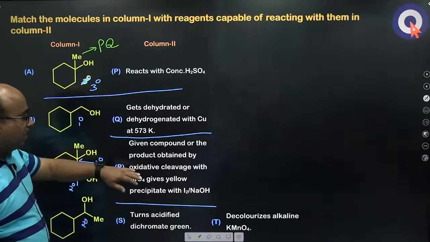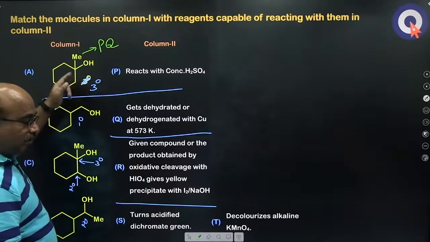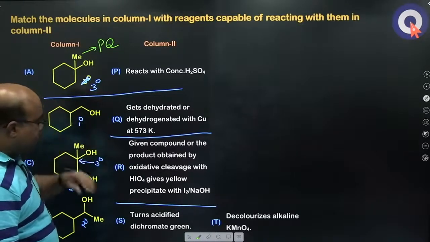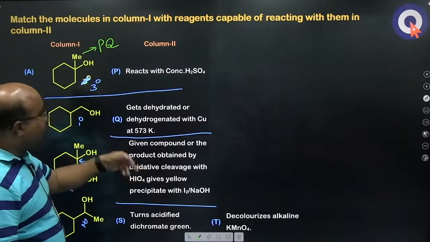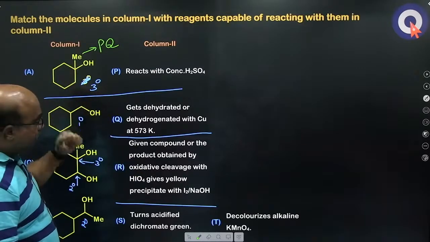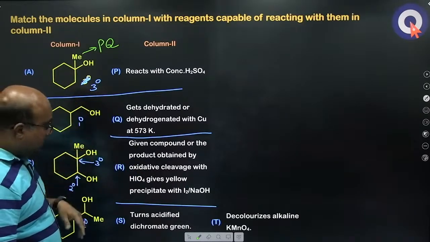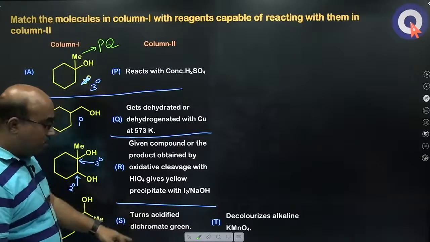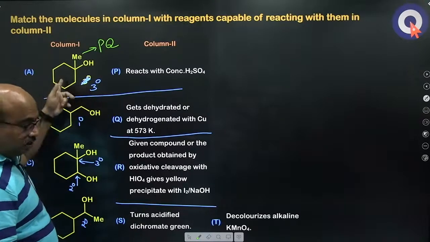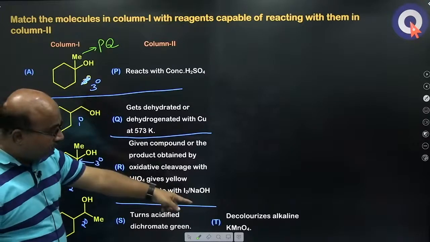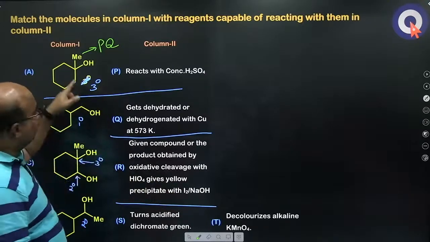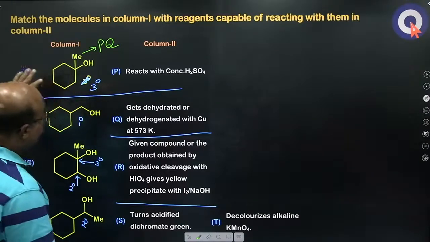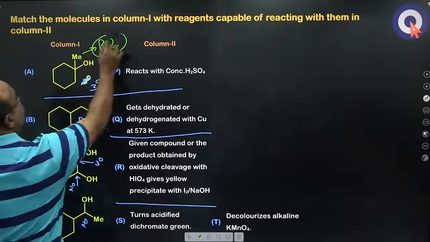Now this compound will give no haloform reaction because it will not give a ketone. Then next, it's a cleavage. You can't do cleavage with periodic acid either, so this also will not work. Acidified KMnO4 cannot oxidize this tertiary alcohol. Decolorization is not there with KMnO4 also, because KMnO4 cannot oxidize a tertiary alcohol. So only P and Q.